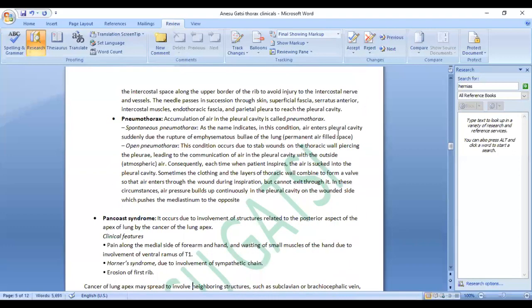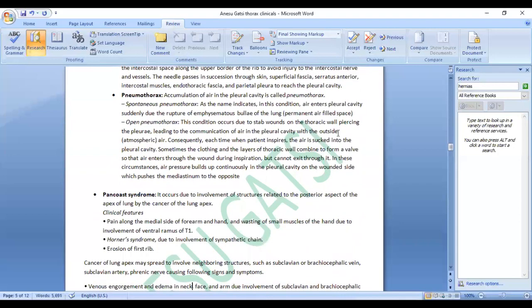Then you have what is known as Pancoast syndrome. Pancoast syndrome occurs due to involvement of structures that are found at the posterior surface of the apex of the lung when you have lung cancer. One of those structures is the sympathetic trunk, which is anterior to the neck of the first rib. If you injure this sympathetic trunk, you're more likely to have Horner's syndrome, with clinical manifestations that include anhidrosis of the skin of the face. Then you have a partial drooping of the upper eyelid due to loss of the superior tarsal muscle.